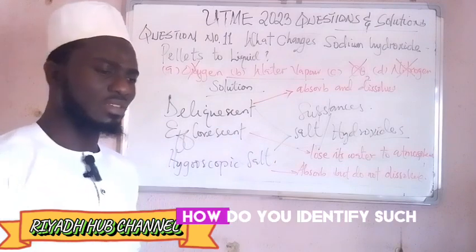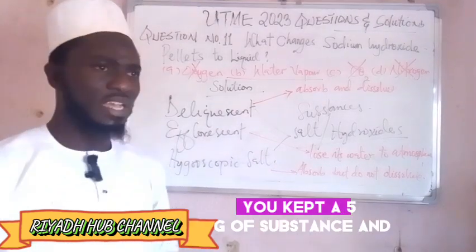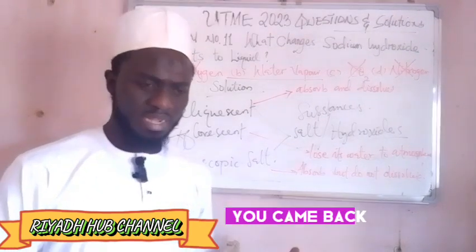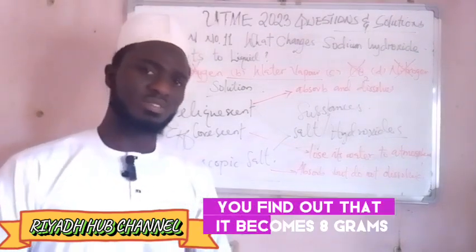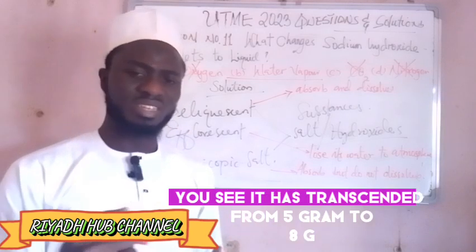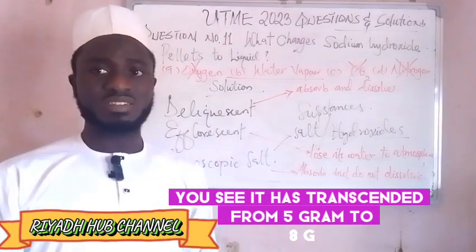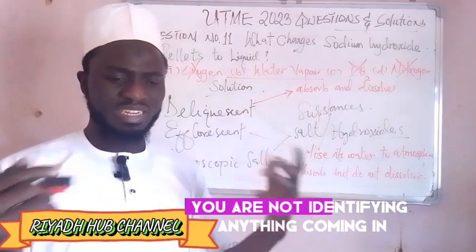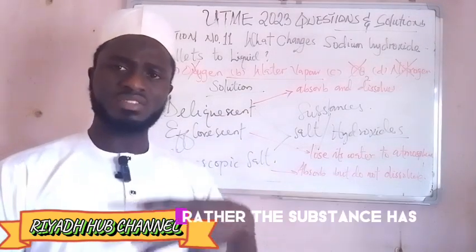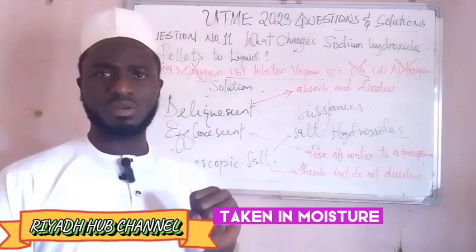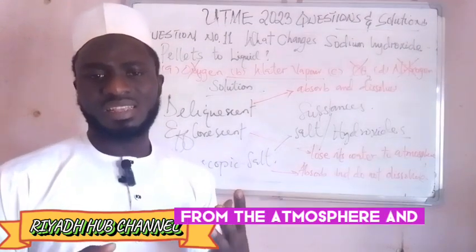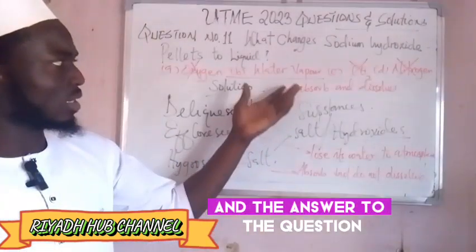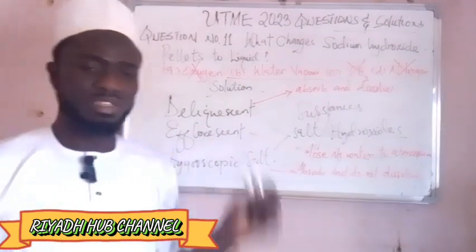How do you identify such? For example, you kept 5 grams of a substance and when you came back, on measurement you find that it becomes 8 grams. It has gone from 5 grams to 8 grams, which means there's an addition, but physically you are not identifying anything coming in. Rather, the substance has taken in moisture from the atmosphere and increased in its size. So this is the answer to the question: water vapor is your answer for this particular question.